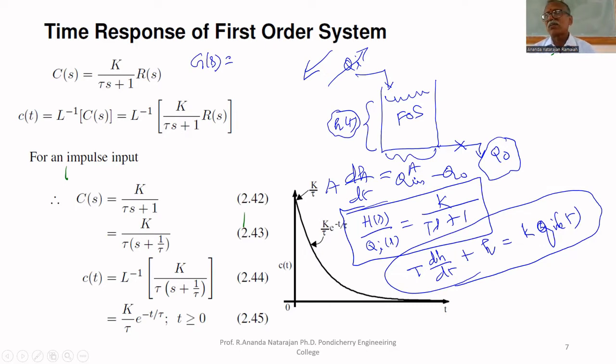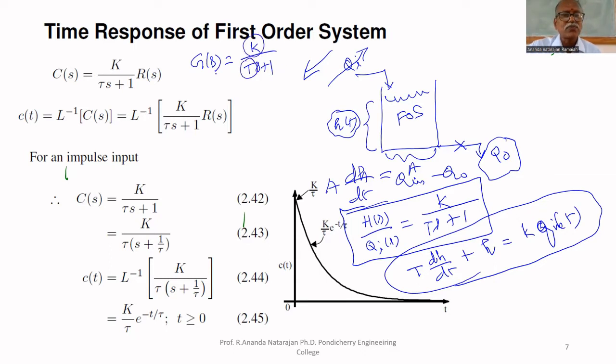A thermometer, you can assume it as a first order system. But hereafter, we won't say this is the system, that is the system. We will say first order system, second order system, third order system. I am taking a first order system whose transfer function is K upon tau s plus 1. Its time constant is tau, its gain is K. I will tell later what is time constant and what is gain.